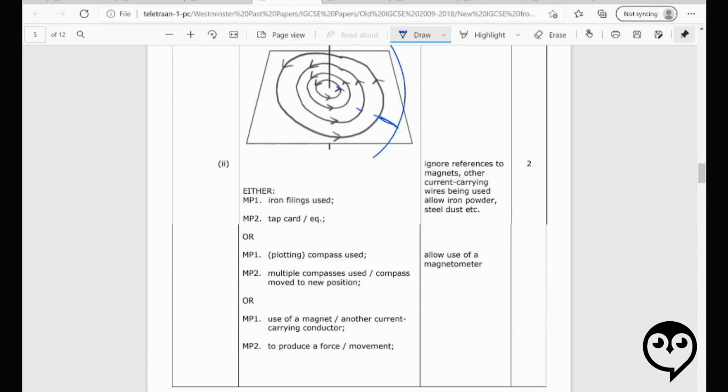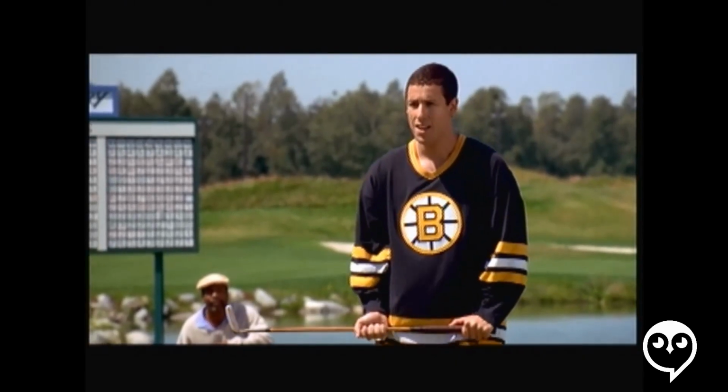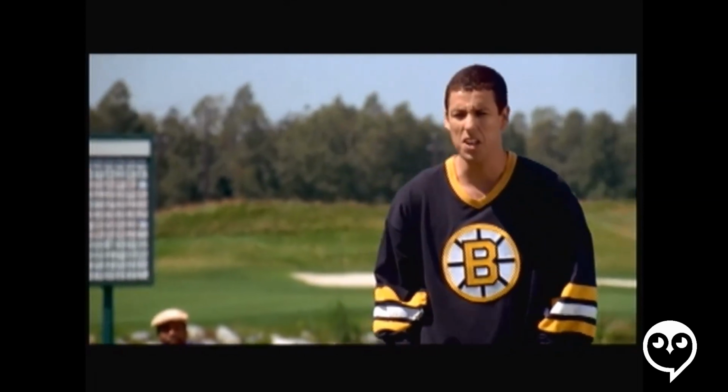Okay. Yeah, here, iron filings used. Tap the card. Boom. Done. Just tap it in. Give it a little tap.